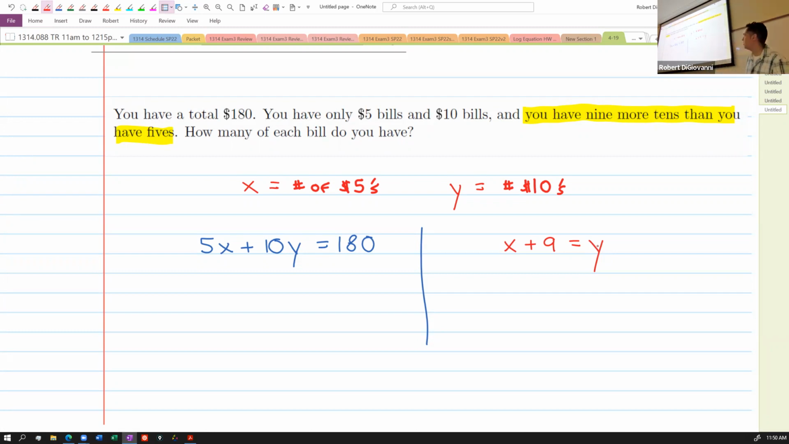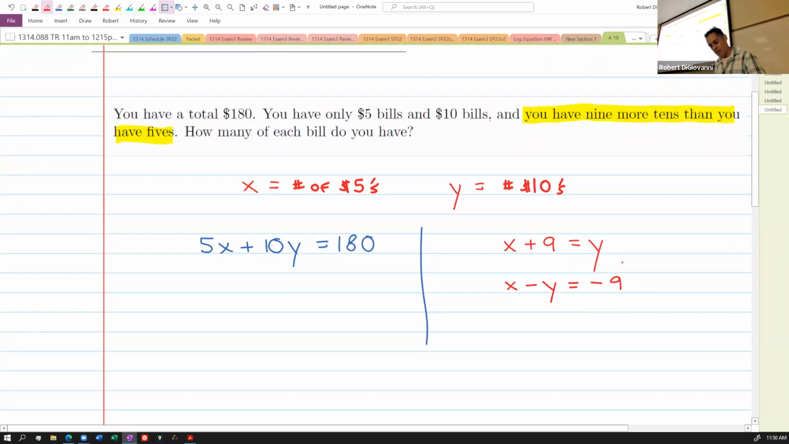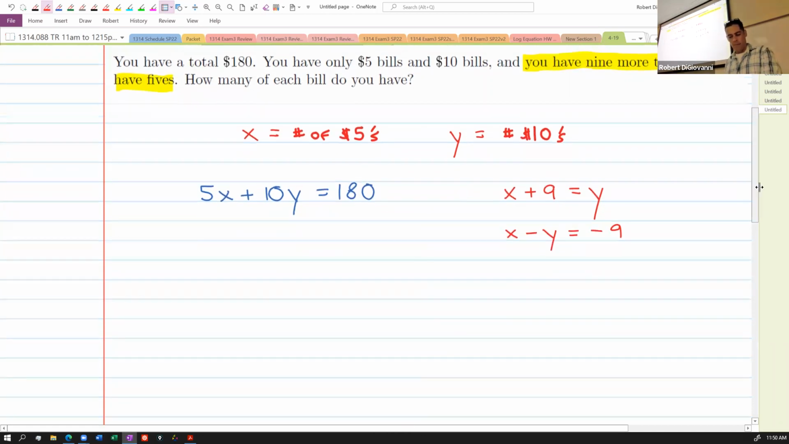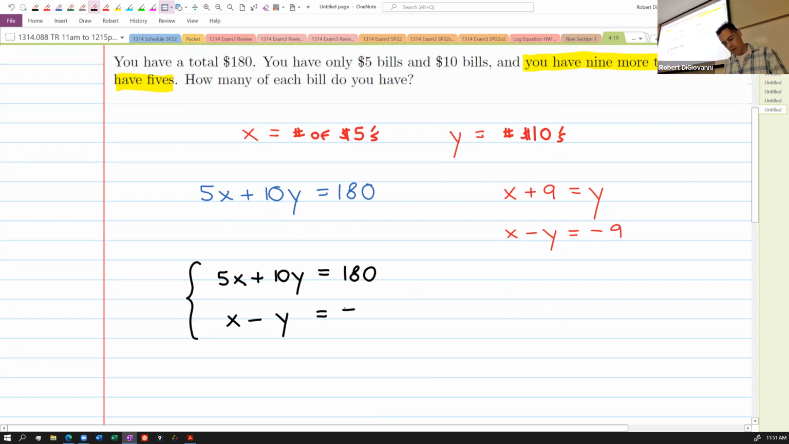Now I already know that if I'm going to do a system of equations, I'm going to need to move the Y over here and the 9 to the other side. So I'm going to subtract Y on both sides and subtract 9 on both sides. I'm doing that just so I can set up my system. So I have 5X plus 10Y equals 180. And then X minus Y equals -9. There it is.